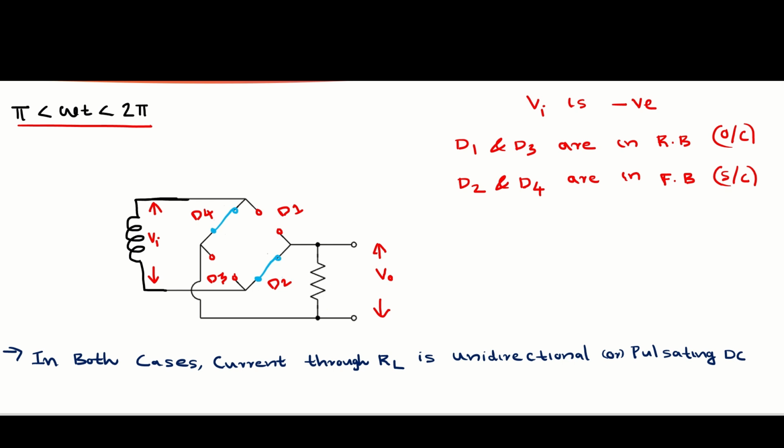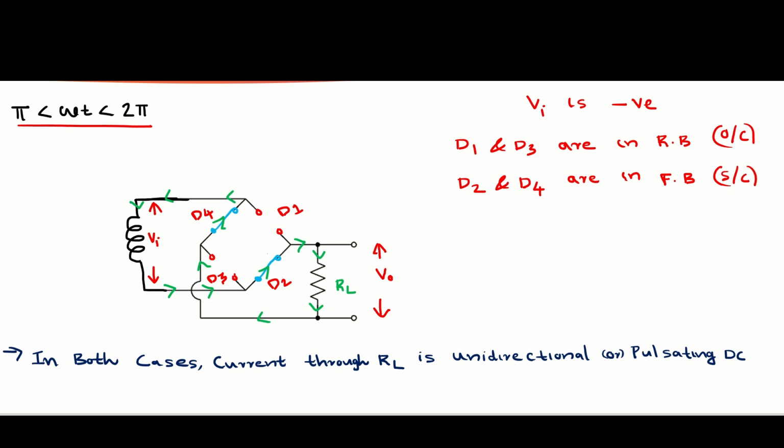The current starts flowing first from the D2 like that, then the load resistor RL, this is load resistor RL, then goes to D4 and again comes to the winding.